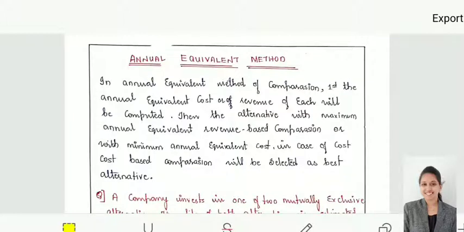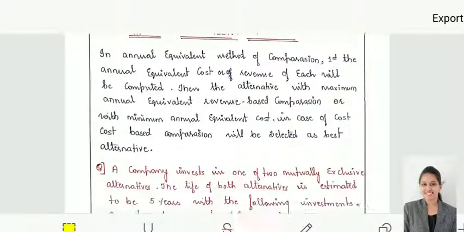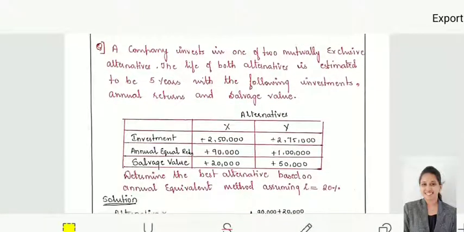So, the annual equivalent method of comparison. First, the annual equivalent cost or revenue of each alternative will be computed. Then the alternative with the maximum annual equivalent revenue, in a revenue based comparison, or with the minimum annual equivalent cost, in case of a cost based comparison, will be selected as the best alternative. Okay, we will consider an example.